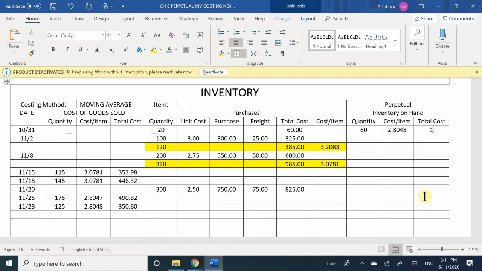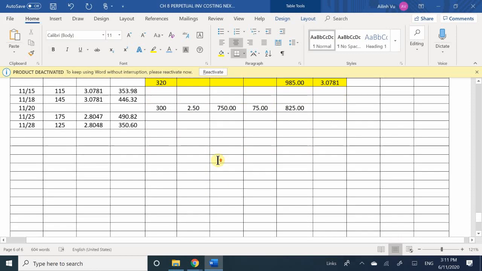168.28. 168 and 20 cents, you said? Oh, 28 cents. Typo. 28 cents. Okay, 168.28. Yes, and that is how you do moving average.